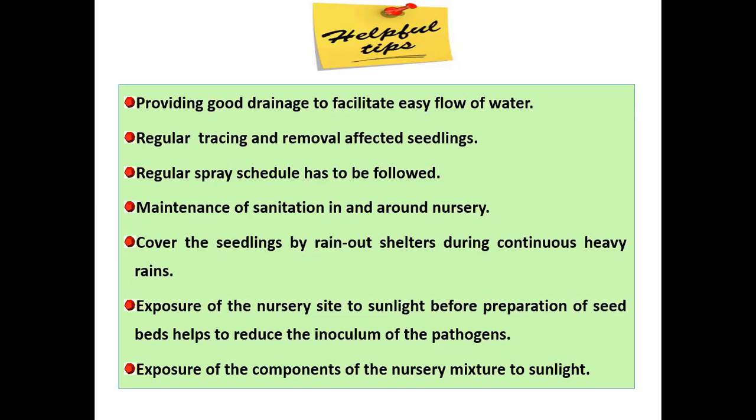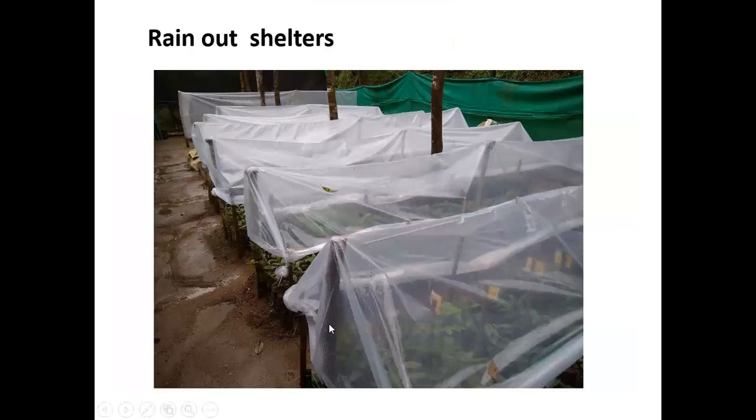And cover the seedlings with rainout shelters during continuous heavy rains. As I told, the main favorable factor for Myrothecium roridum is continuous wetness of the leaves. So by covering the seedlings with rainout shelters during continuous heavy rains, we can avoid this disease. And exposure of the nursery site and the components of the nursery mixture to sunlight helps to reduce the inoculum of the pathogen.